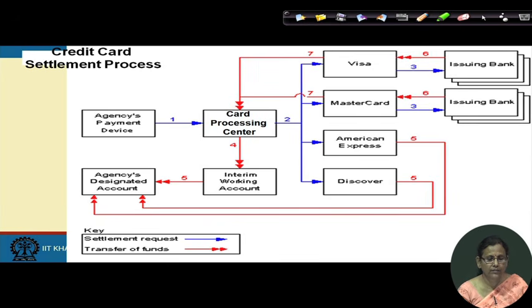During the settlement process, after it is authorized and it is known that sufficient funds are available, the agency's payment device makes the payment settlement request, which in turn goes to all these credit card companies. As you can see, American Express and Discover will directly send their money to the agency's designated account, whereas companies like MasterCard and Visa will take the help of the issuing bank and send the money through the card processing center to some interim account, which later on gets settled and goes to the agency's bank account. So, this is your credit card settlement process.